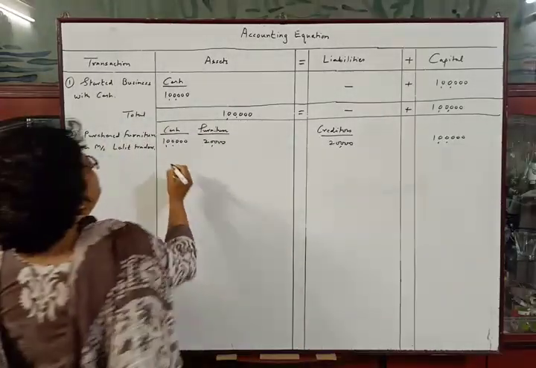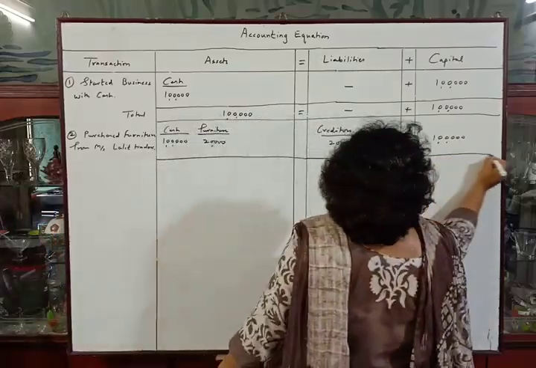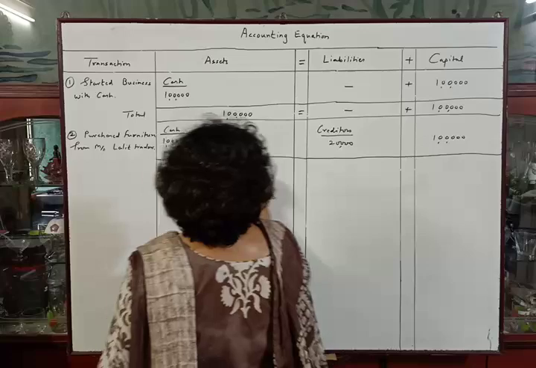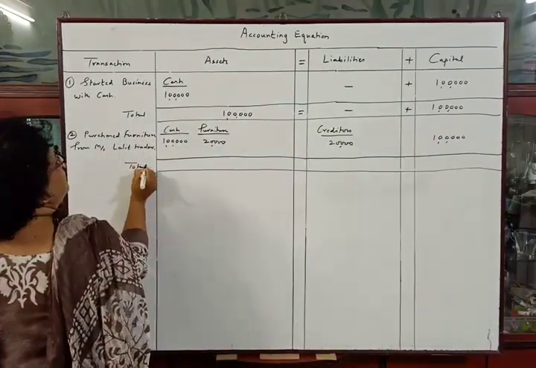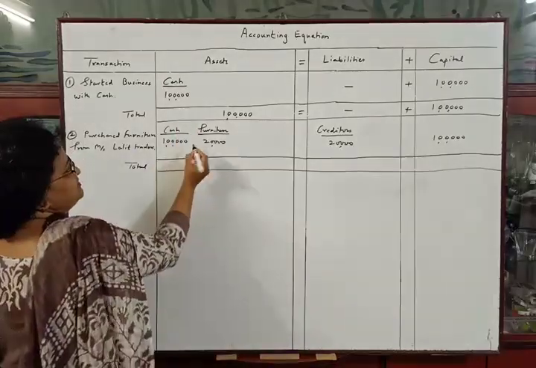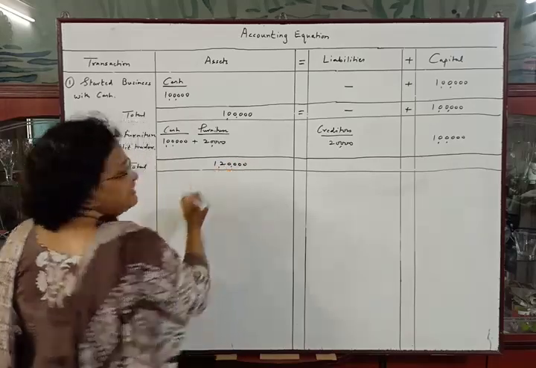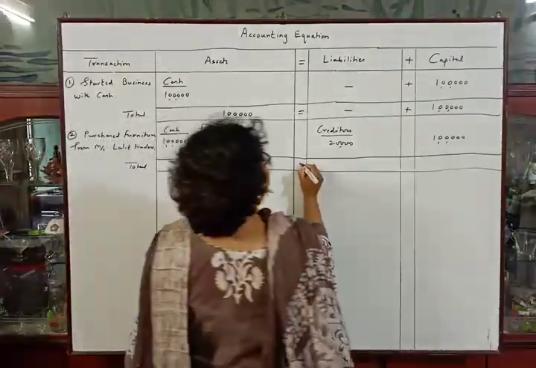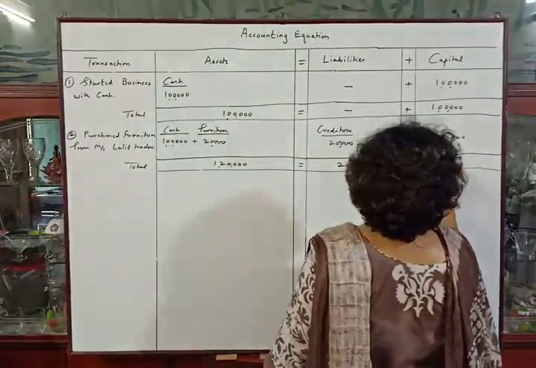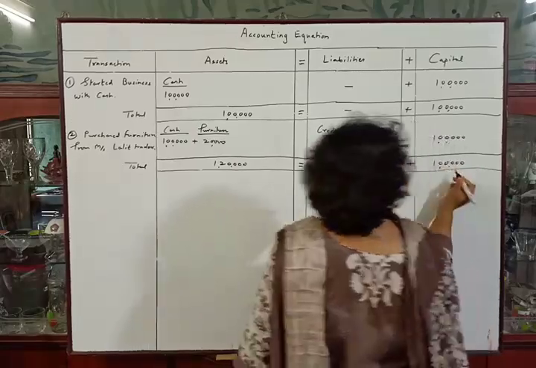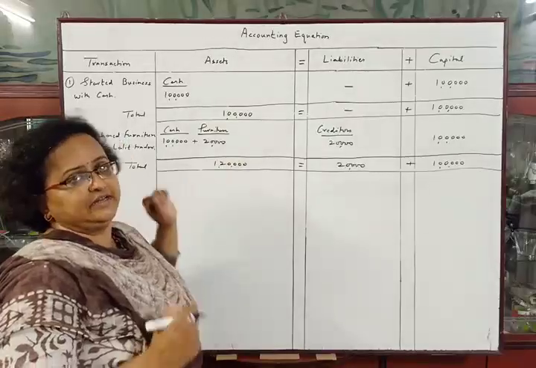So now let's tally after the second transaction. Total of asset side is rupees 1 lakh plus 20,000, means total assets are of rupees 1 lakh 20,000 is equal to creditors 20,000 and plus capital is 1 lakh. So 1 lakh plus 20,000 means 1 lakh 20,000 is equal to 1 lakh 20,000.